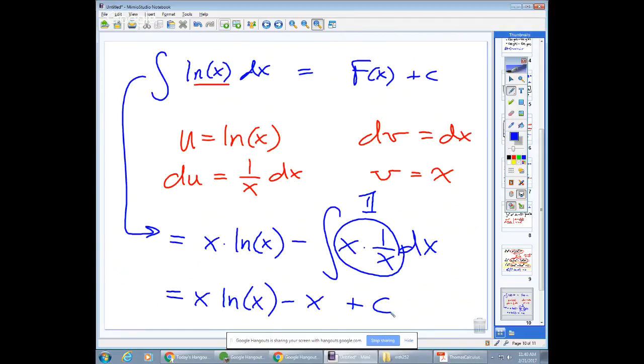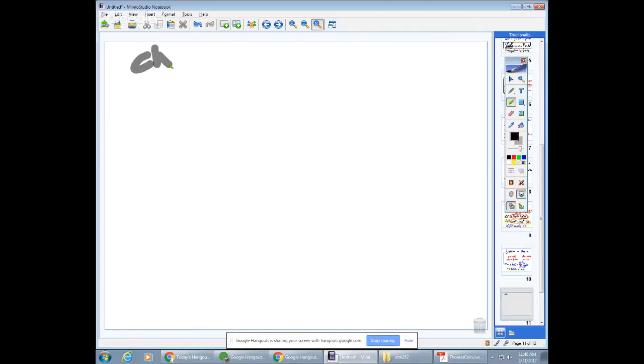Seems too easy. Okay, so I guess to double check, we should differentiate this result and see if it gives us back just the natural log. So we think that an antiderivative for the natural log is x natural log of x minus x. That's an antiderivative if we let c be 0. So we're going to differentiate and see what happens. So new page, check. Oh well, highlighter check. Not looking so good. Go away. Pen.